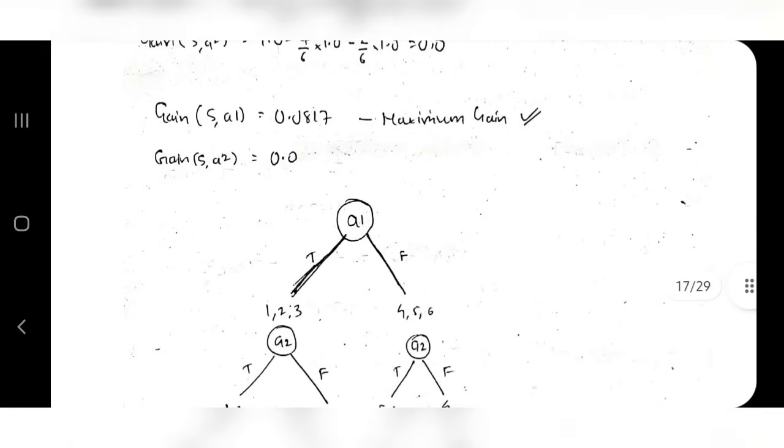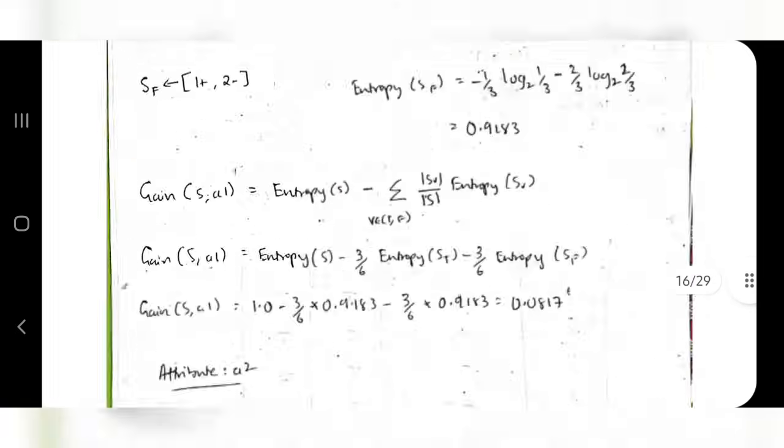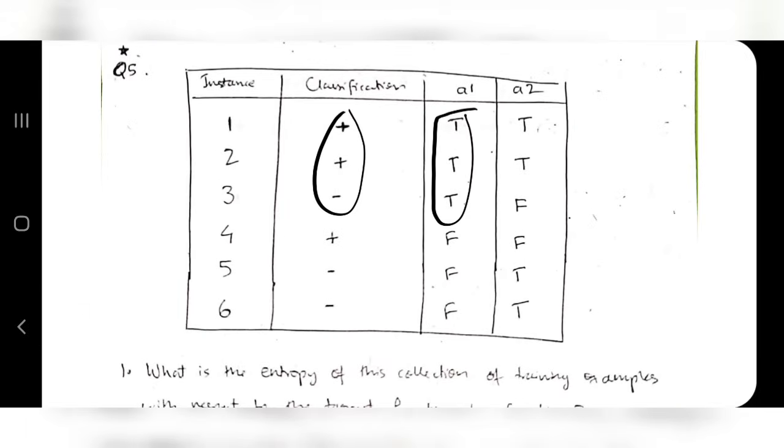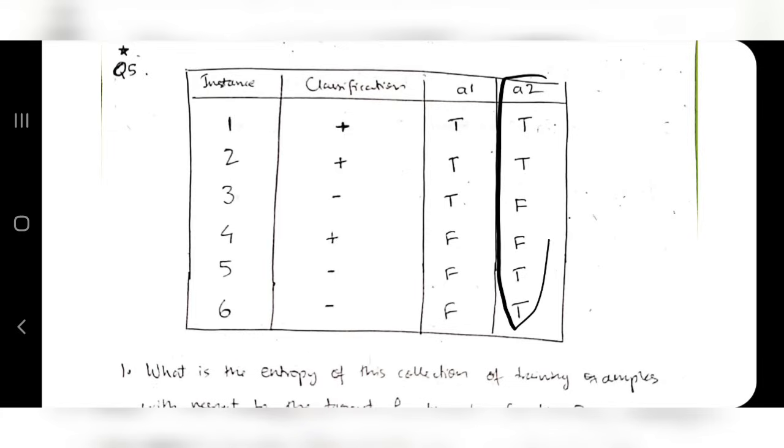Since it's not the same, what I mean is, if I'm just considering true here, I should get all positive or all negative. Then I'm sure that whenever it is a1 and true, I'm getting positive or I'm getting negative. But here what I have is a mixture. Same goes for false also. Here also I have a mixture. So if it is a mixture, what should I consider? The next column.